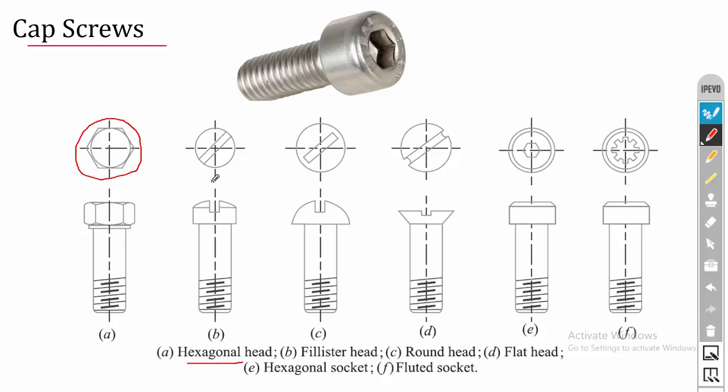And the next one is fillister head. You can use a screwdriver for this. Similarly, for round head also you can use a screwdriver. Then we have flat head, which is used in most of the applications. Then we have hexagonal socket, where you can use the allen keys. Then the most rare one is the fluted socket.